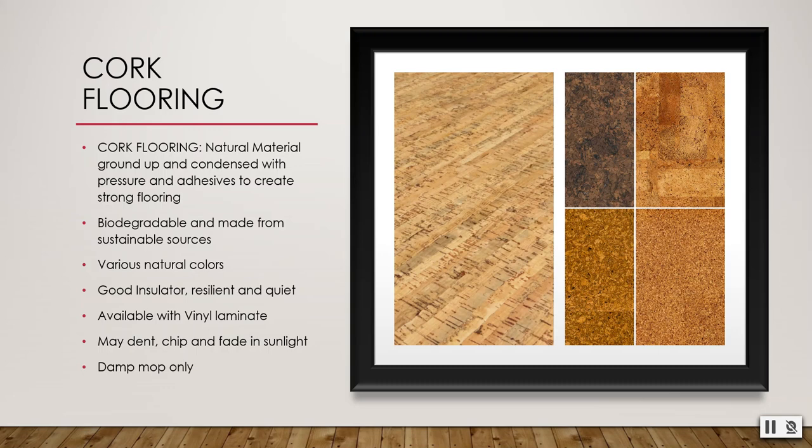It's available with vinyl laminate on top. And the problem is it is a little softer. When you think of a cork, like of wine, that can dent. You know how you can put your fingernail in and indent it? So it can dent, chip, or fade in the sunlight. And you can only damp mop it. So with cork, you have to be a little careful. When you think of a wine cork, you know how it can stain. You get the wine and you can see it bleed through. So usually it comes with a sealant, but you have to be really careful.